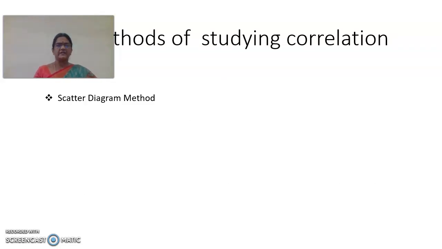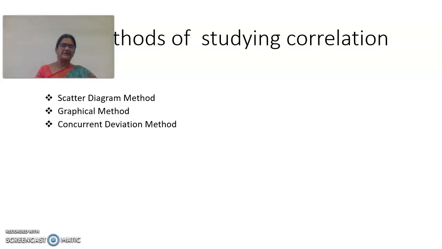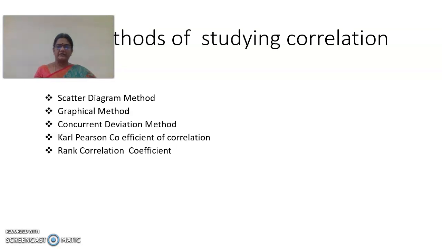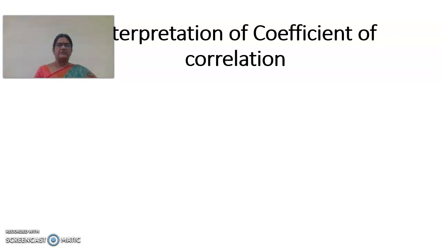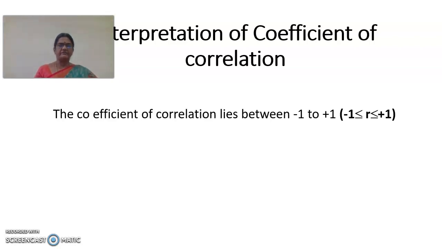Now, what are the various methods of studying the correlation? The first one is scatter diagram. Second one is graphical method. Third is concurrent deviation method. Fourth one is Karl Pearson coefficient of correlation. Fifth one is rank correlation coefficient. And the last one is method of least squares. Out of the 6 methods, the Karl Pearson coefficient of correlation, rank correlation coefficient and method of least squares are very important. Now, let us see how we can interpret the coefficient of correlation.